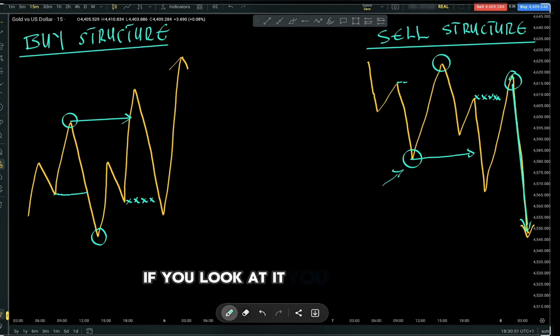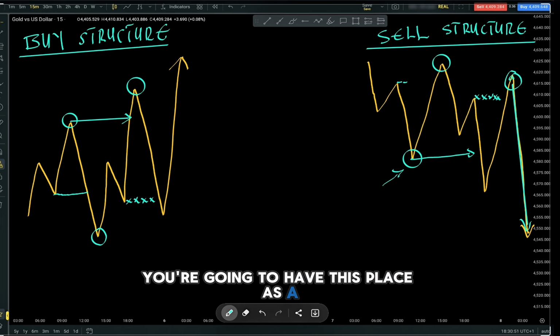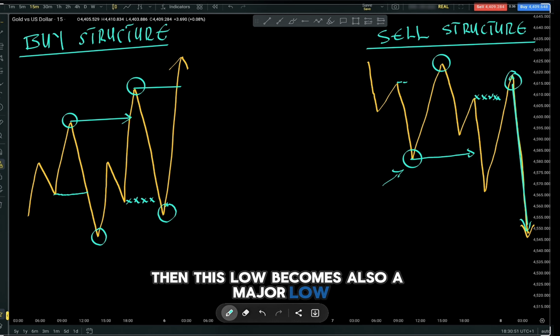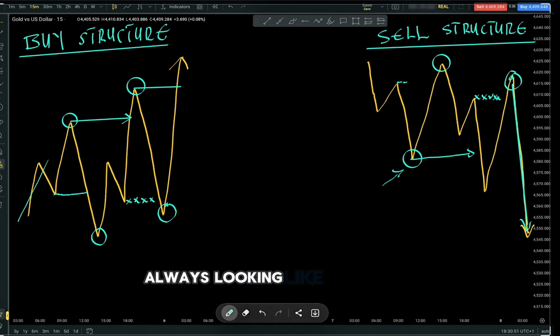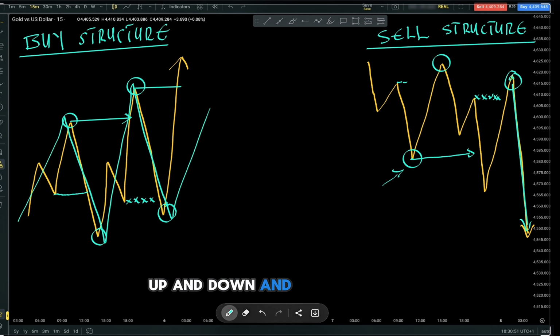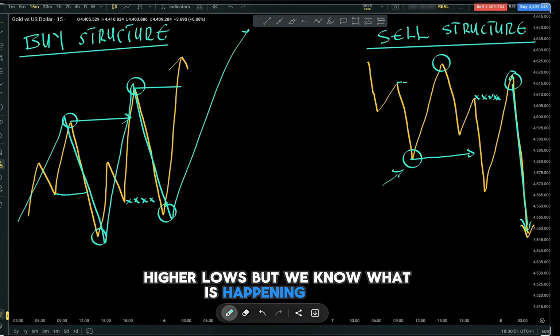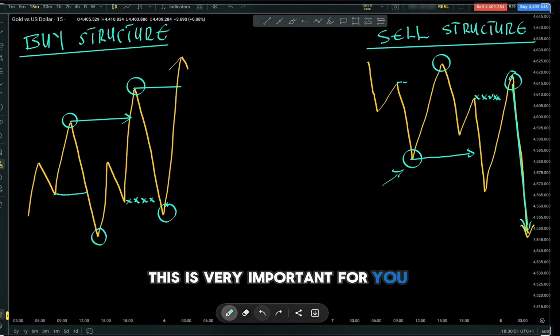If you look at it, you are going to have this place back to the buy structure. You're going to have this place as a major high now, because it was able to take out this liquidity. And if that high is broken, then this low becomes also a major low. Your structure is now always looking like something like this, up and down, and then we move. Yes, we can still call this higher highs, higher lows, but we know what is happening inside. This is very important for you to understand how the liquidity is being built up.